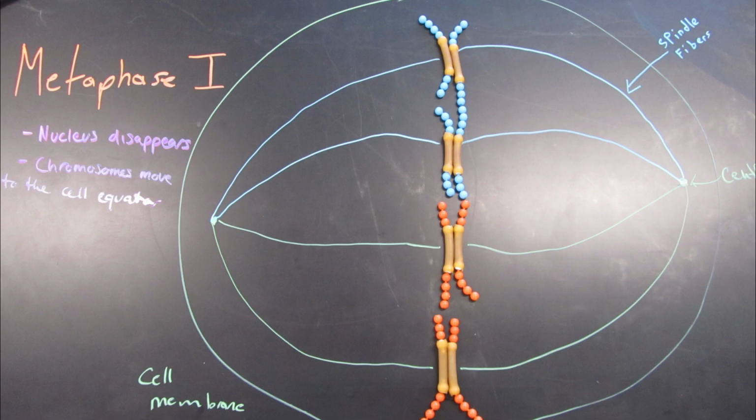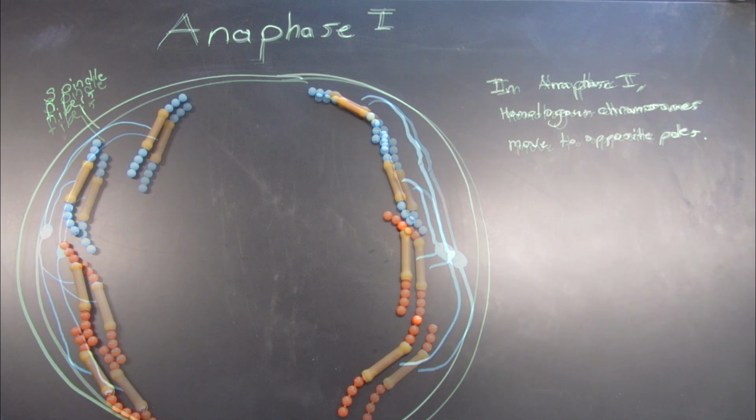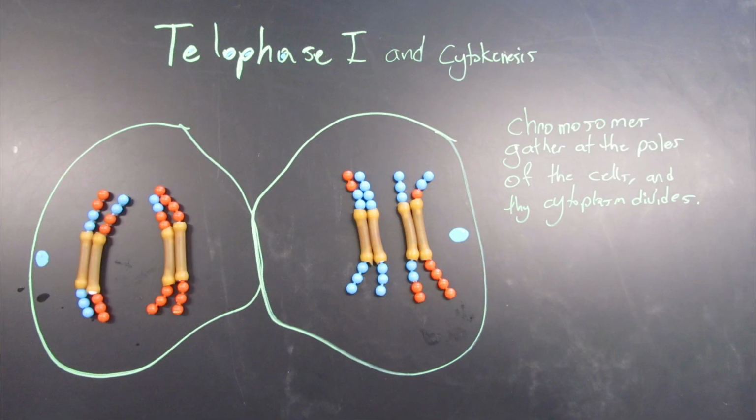In metaphase 1, paired homologous chromosomes line up across the center of the cell, and the nucleus disappears. Spindle fibers connect them by the centrioles. In anaphase 1, homologous chromosomes move to opposite poles as spindle fibers pull them apart. In telophase 1 and cytokinesis, the cell divides into two new cells, each with half the number of chromosomes.